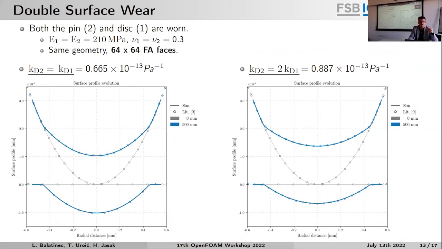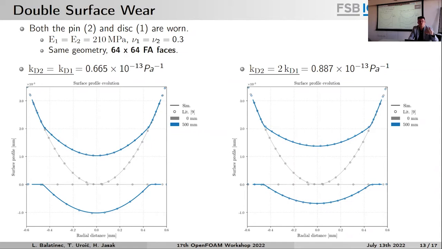So now we can move on to double surface wear, where both the pin and the disk are worn. The material properties of the pin and the disk are again the same and are shown here. We're using the same geometry as before and the same discretization. So now we have two cases. On the left-hand side, you can see a case where the dimensional wear coefficient of the pin and the disk are the same. And on the right-hand side, the dimensional wear coefficient of the pin is 2 times larger than that of the disk. So the figures show the evolution of the profile of the surface of the pin and the disk. The full lines represent the data from our simulations, and the dots represent the data from the literature.